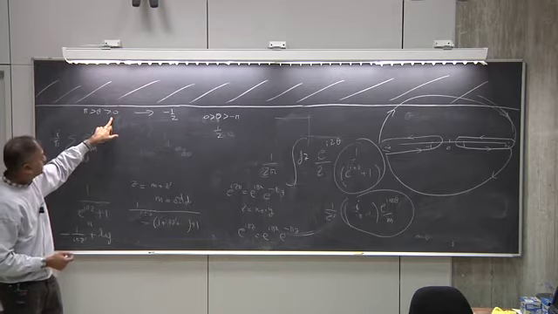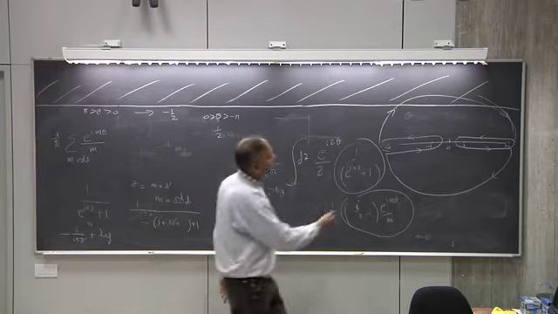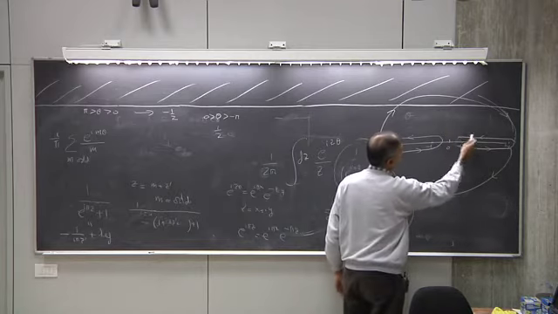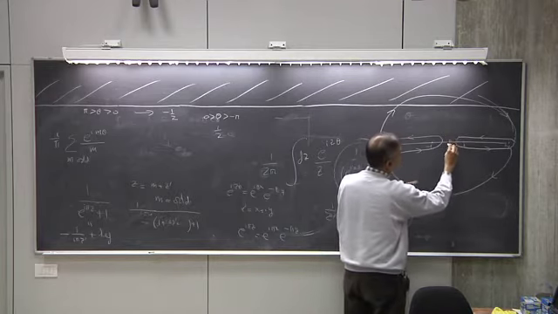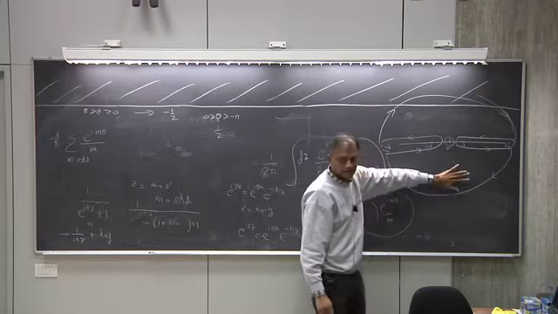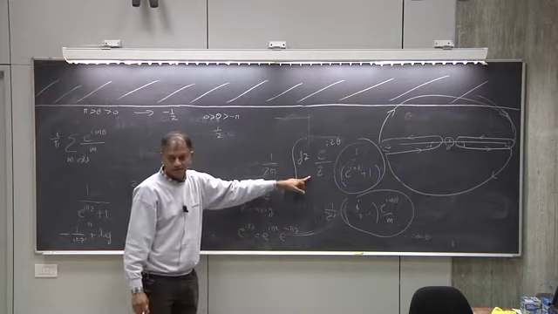Then you can just deform this contour. It just becomes a contour around here, because that's the only other singularity. There's no other singularity here for this function. You see, there's no other singularity.